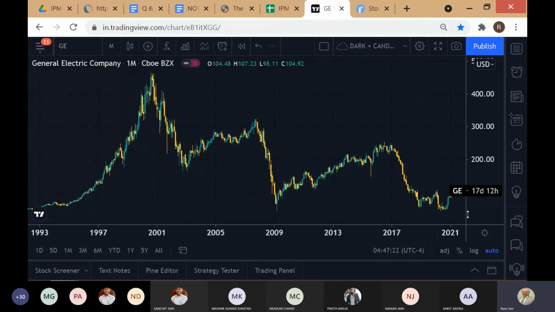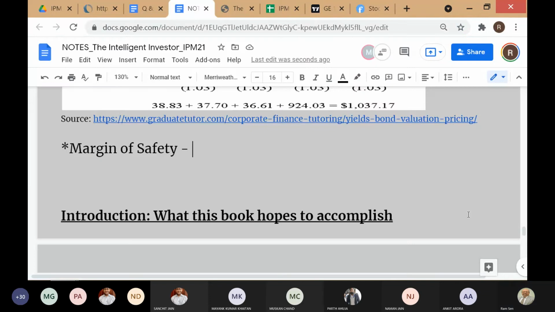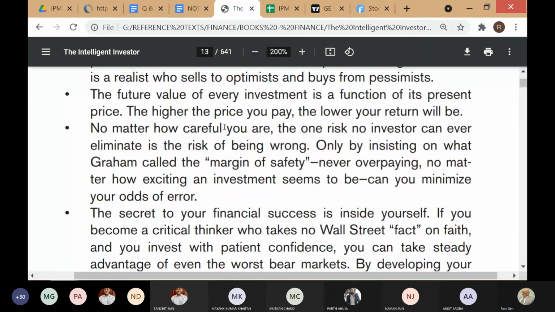Now, what is margin of safety here? What we are saying is the basic idea behind it. You can see already here it talks about how you can't eliminate the risk of being wrong, only by a certain margin of safety. Never overpay. Okay? So essentially, you try to minimize your entry price.